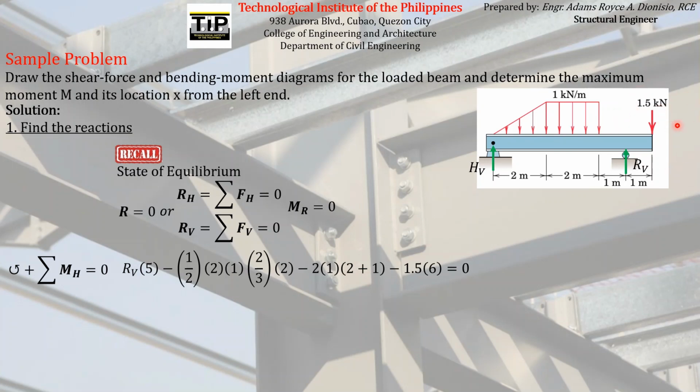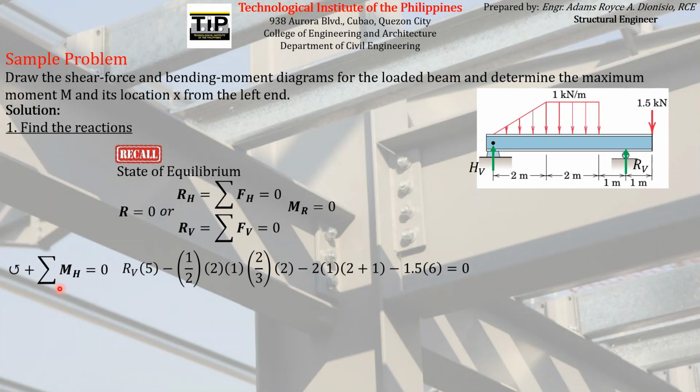And last, we have to take the moment of the concentrated load acting on the overhang part, the right end. So the moment arm is the same as this. No, there is a 1 meter gap. So the moment arm will be 1 plus 1 plus 2 plus 2, a total of 6. So its moment is clockwise, so it must have a negative sign.